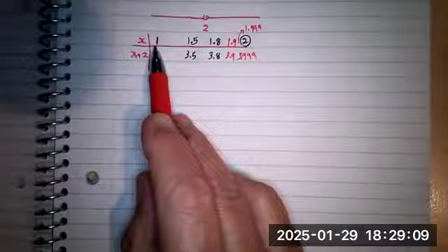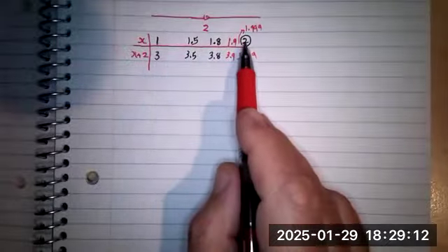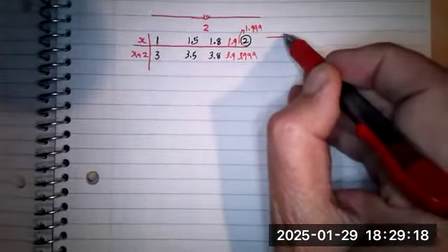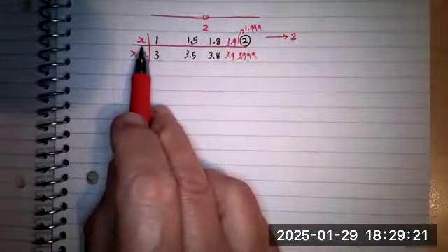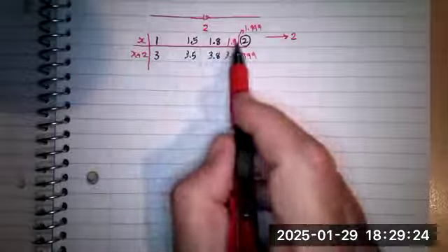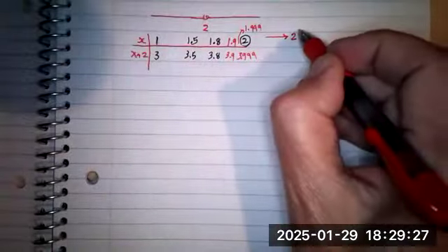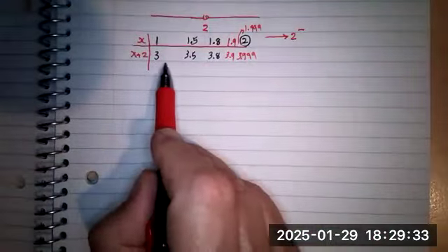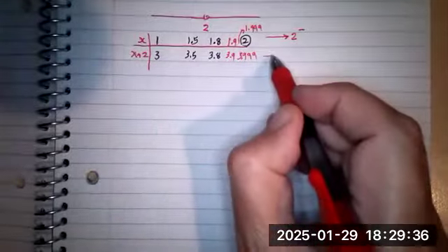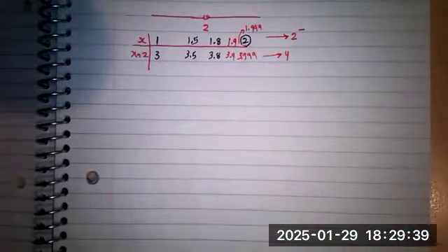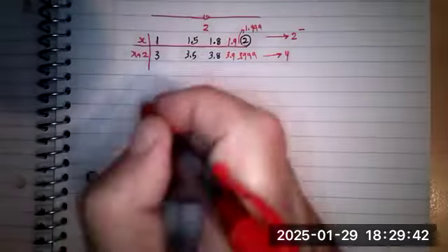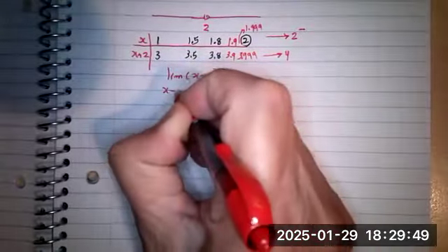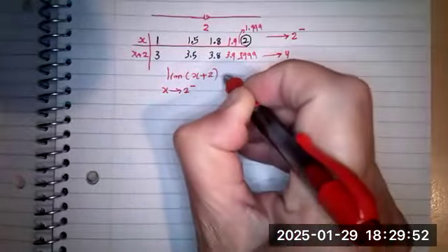Now look at this. The numbers from the left will round up to the 2. You see, these go to the 2. But since I'm moving from the left, from the smaller numbers, I'm going to call it 2 negative. 2 negative means the direction is the left. Now the numbers over here, 3.5, 3.8, etc., would round up to the 4. So the way we write it down, we say the limit of x plus 2 when x goes to 2 from the left is equal to 4.